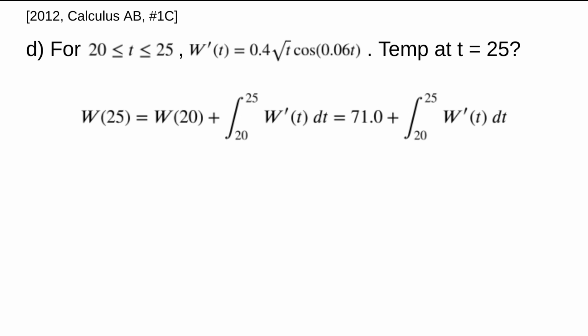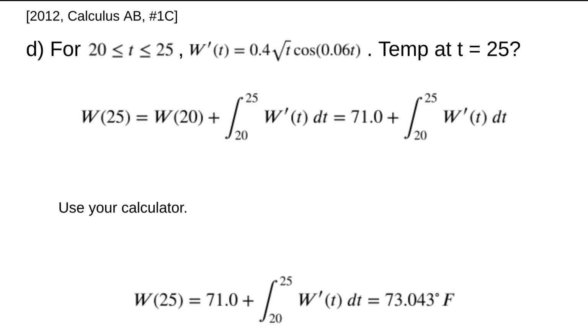But this is a calculator active question. Again, you're going to use your calculator to evaluate the definite integral. And when you do that, W of 25 would be 71 plus the value of that definite integral, and on a calculator you get 73.043 degrees Fahrenheit.